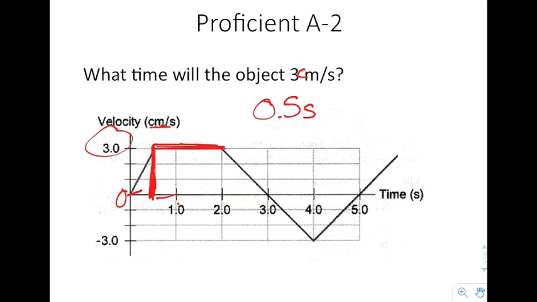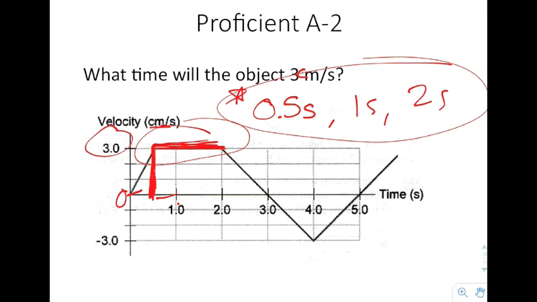Now, you could additionally use other points. Anywhere along this 3 centimeter per second line would be a valid answer. So if you were to say 1 second or 2 seconds, those would be equally valid answers. Now, if it says, what time does the object first reach 3 centimeters per second, then this would be the only answer. But when it says, what time will the object be at 3 centimeters per second, all of these are valid answers.